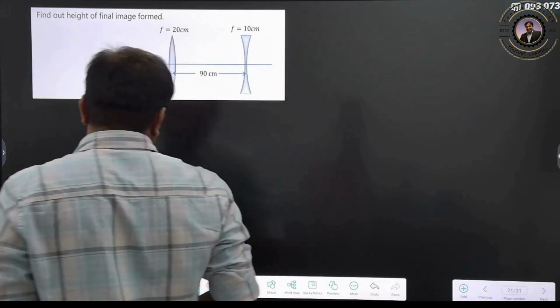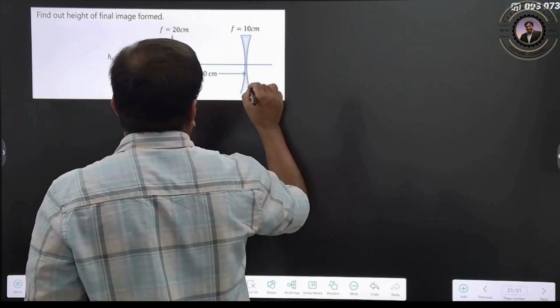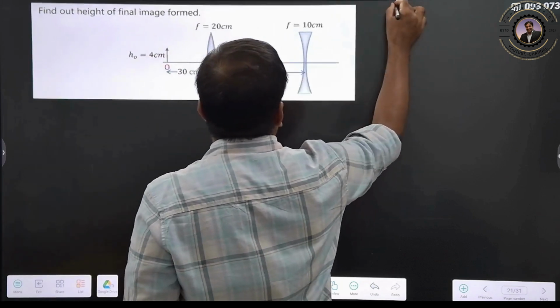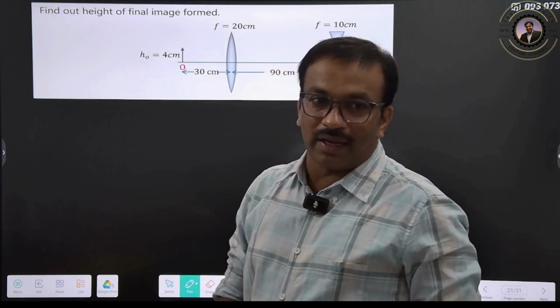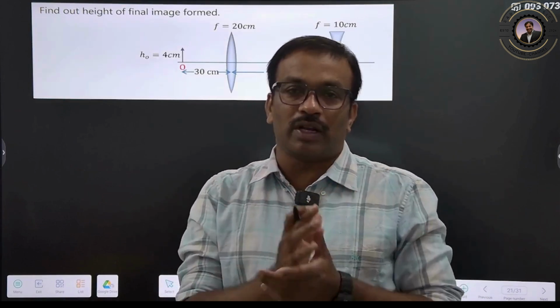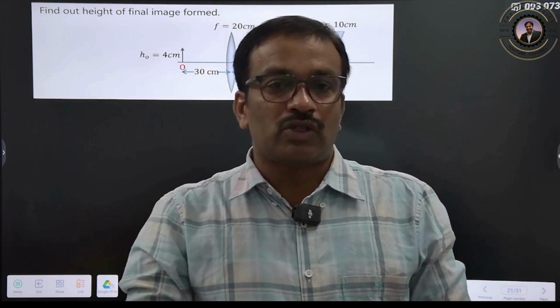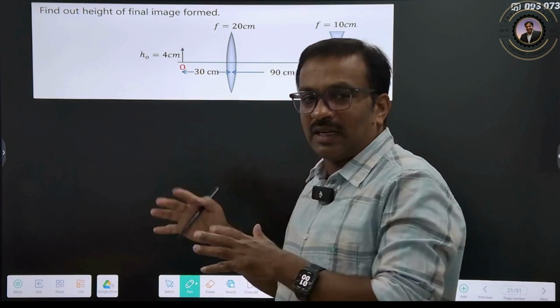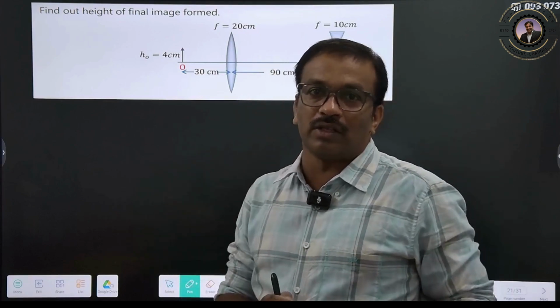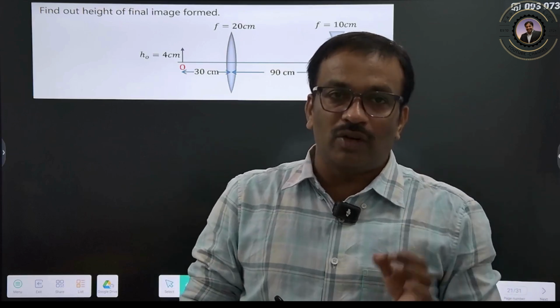Now we can go for a combination of lenses. Suppose 2 or 3 lenses are there. So I'll tell you one small trick. Whenever there is a combination of lenses, 1 lens, 2 lenses, 3 lenses, 10 lenses, any number of lenses, it doesn't matter. So try to follow this trick.